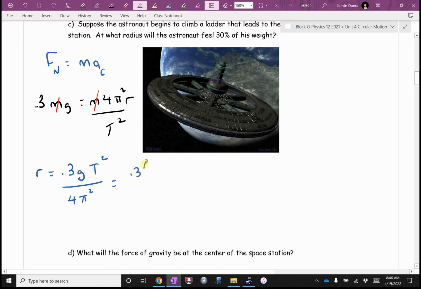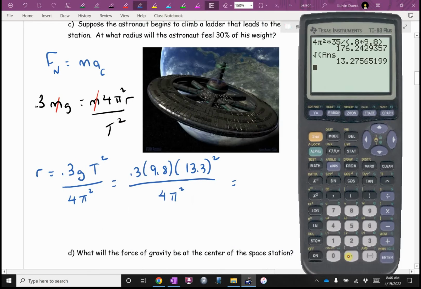It's going to be 0.3 times 9.8 times 13.3 squared, and I'm going to use my answer button there, divided by 4 pi squared. So 0.3 times 9.8 times answer button squared divided by bracket 4 pi squared. Again, I encourage all of you to type this in. There's a chance that some of you might get an error depending on how you type it in.